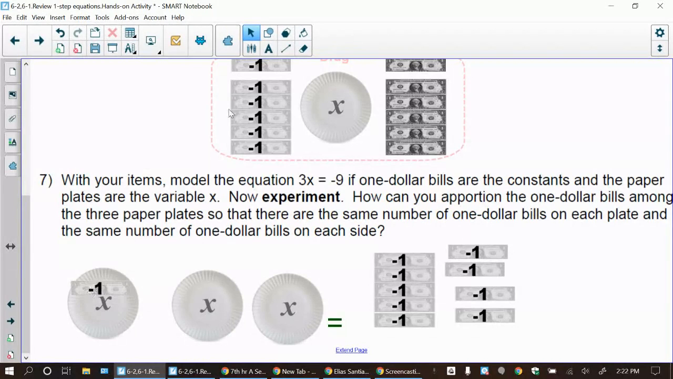Okay, so each one we needed actually 3 negative 1s on each one. Oops. So if you look, this is how your plates should actually look. All right, let's go to our next one.